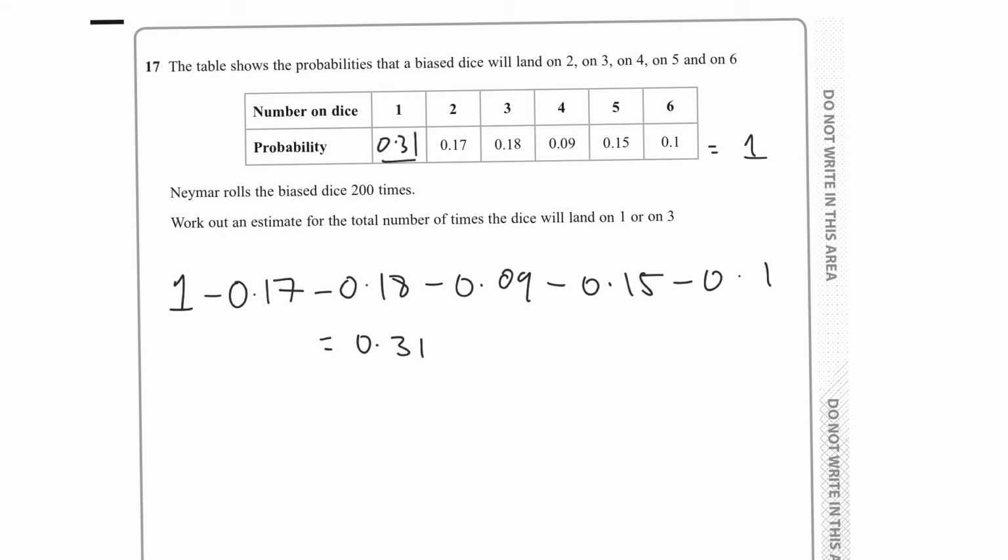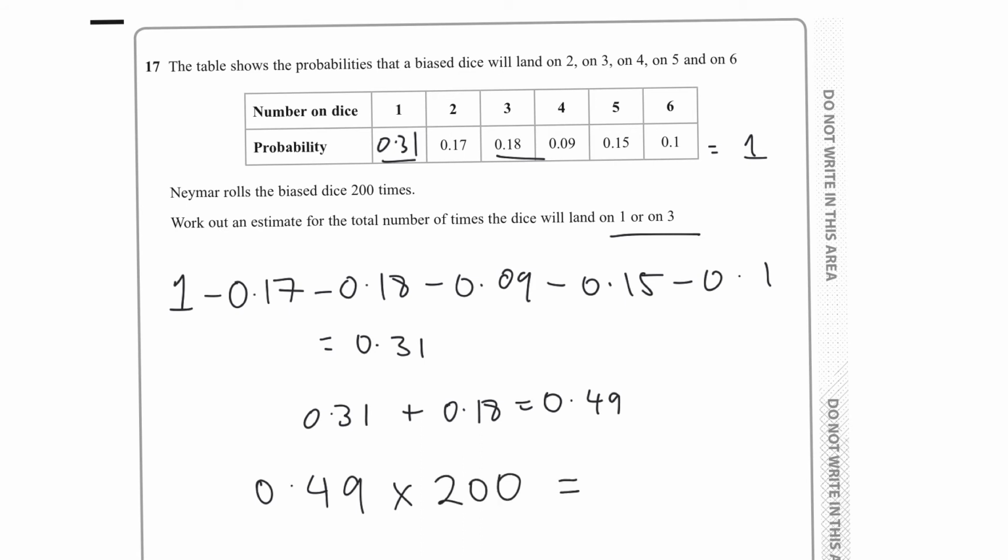Then, because you're focusing on the number of times rolling a 1 or a 3, add the probability of it rolling a 1 plus the probability of it rolling a 3, and that should give you 0.49. Then for the number of times, you take your total probability, which is 0.49, times the number of rolls. Put that into your calculator and you should get an answer of 98.